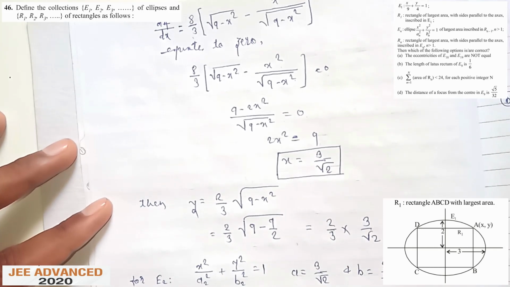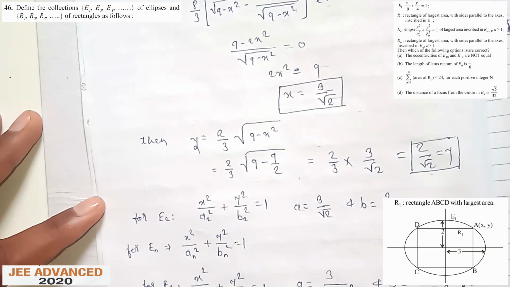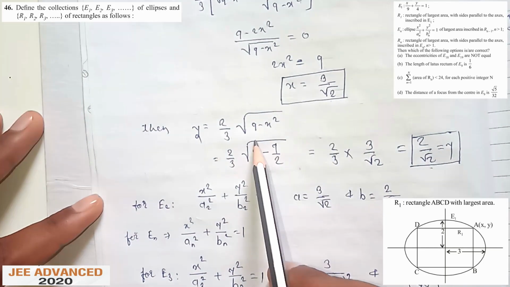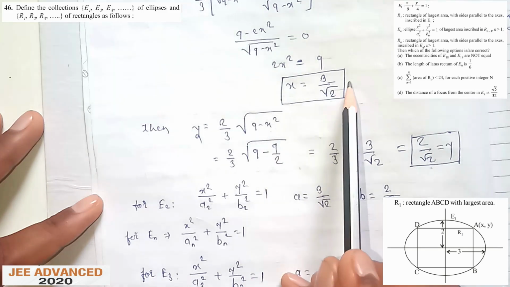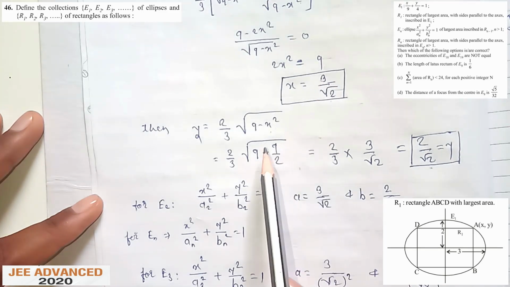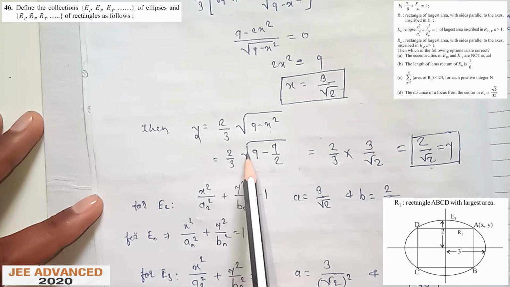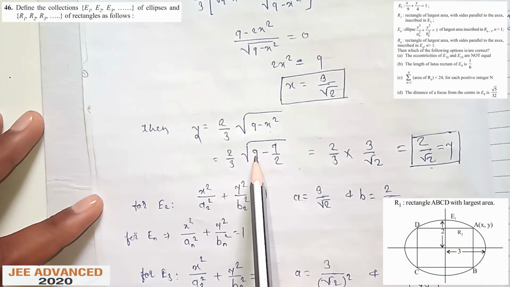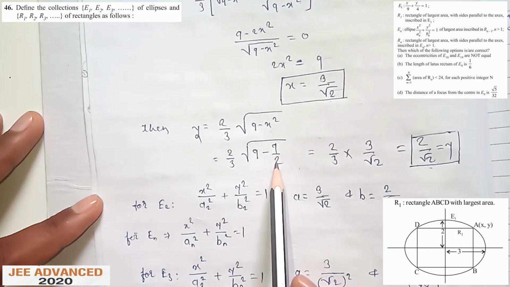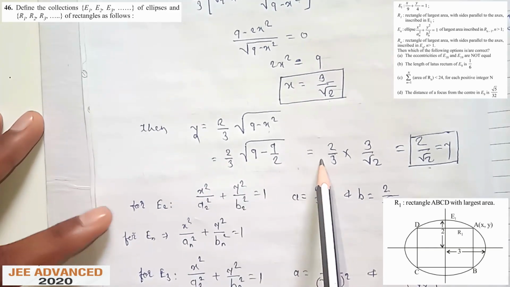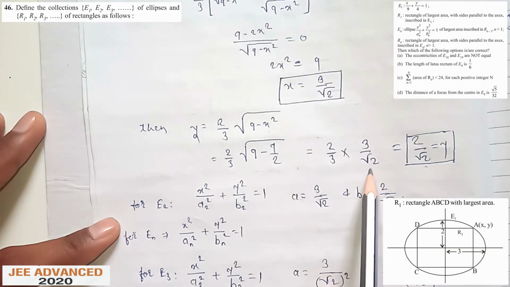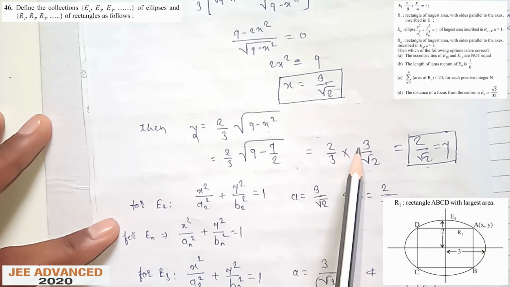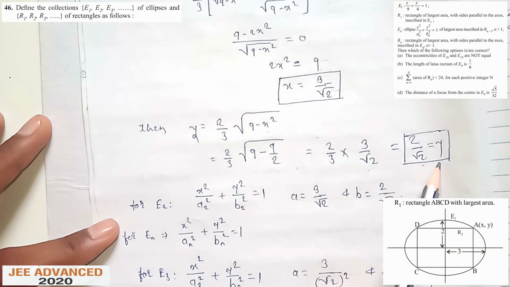Find out the similar value for y. y is equal to 2 by 3 square root of 9 minus x square. Put x over here. So x square is equal to 9 by 2. So it is 2 by 3 as it is, square root of 9 minus 9 by 2. So 9 is 18 by 2 minus 9 by 2, that is 9 by 2. You have to find the square root and then you will get 2 by 3 multiplied by root 3 by root 2. These are easy calculations. So 3 gets cancelled. 2 by root 2 is the value for y.